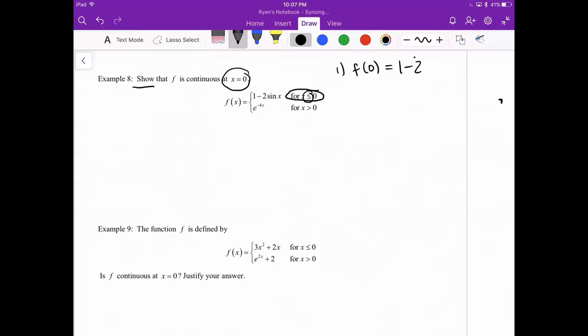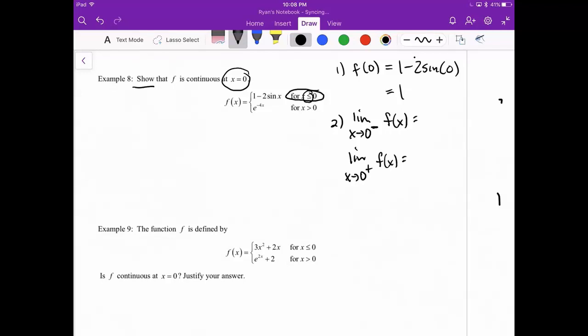So that's going to be 1 minus 2 sine of 0. Remember from the unit circle that sine of 0 is 0, and so f of 0 is just equal to 1. So the first thing is done. We have shown that f of c, which in this case is 0, is defined. The second thing that we want to show is that the limit as x approaches 0 from the left of this function and the limit as x approaches 0 from the right of this function are the same.